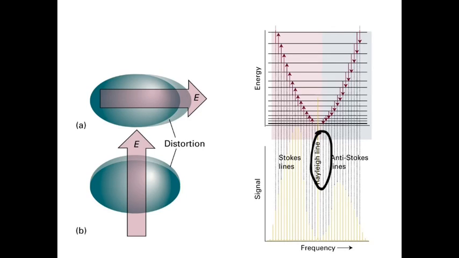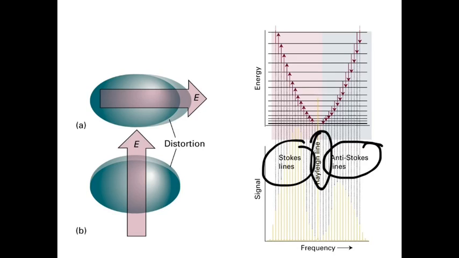You got the Rayleigh light, which is just reflection. You got the anti-Stokes lines and the Stokes lines. Okay? Frequency goes up. That means that the energy goes down. All right, so I hope that helps you a little bit get an idea of what Raman spectroscopy is all about.